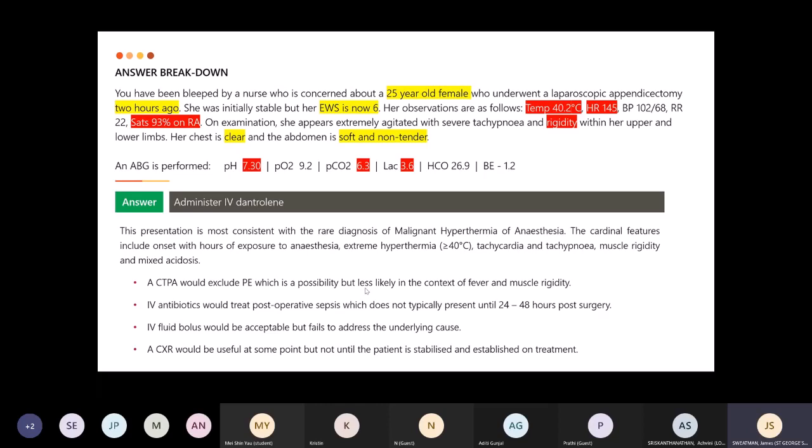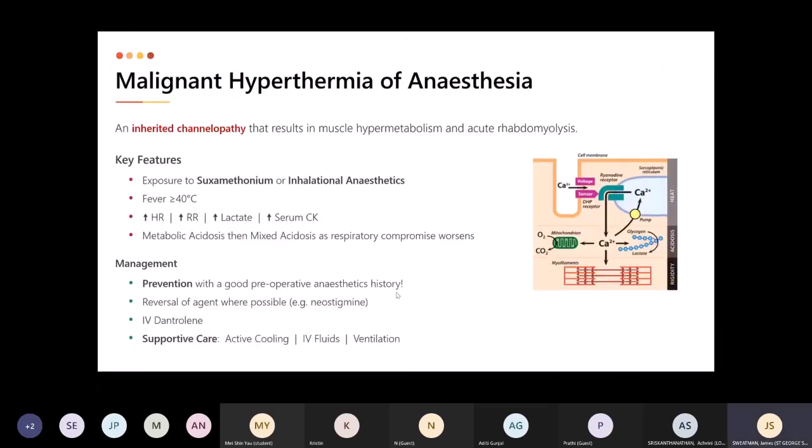IV fluid bolus, again, is completely acceptable, especially with that lactate. But her blood pressure here is within the normal range, the 90/60 that we arbitrarily say is a normal blood pressure. But with the high heart rate, I can totally see how you would think that's the first thing to do. And if you did that in real life, no one would tell you off for it. But obviously in an SBA situation, it's not the right answer. And a chest X-ray is obviously useful at some point, but probably not until we stabilize the patient because they're in a pretty bad way at the moment. So hopefully that was helpful.